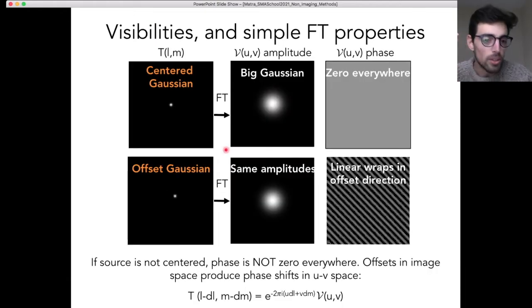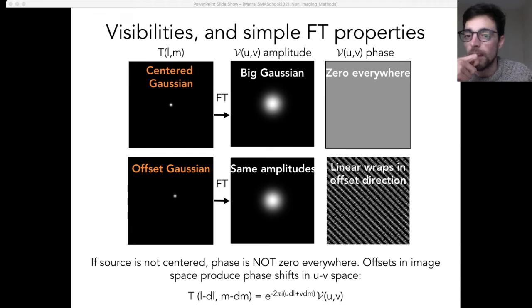So if the source is instead not centered, so what we said is that if the source is centered, then the amplitude will be the same as the real part, and the phase will be zero everywhere. Okay, so here I'm showing now amplitude and phase.